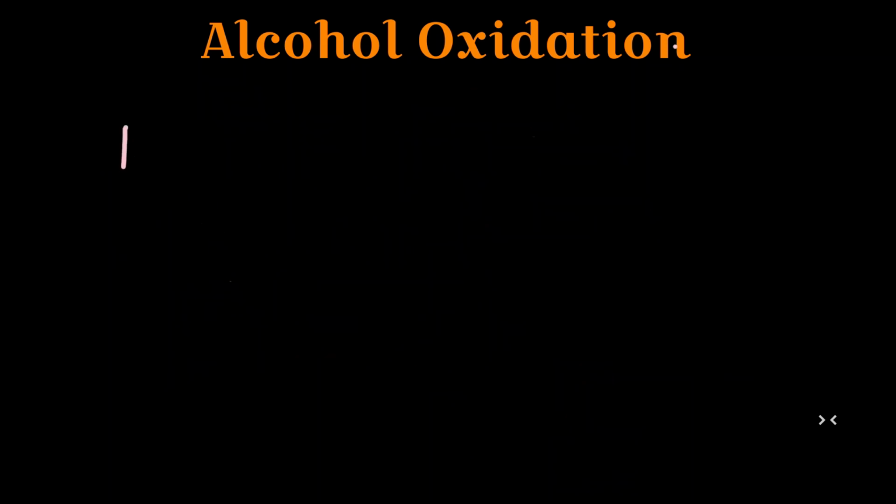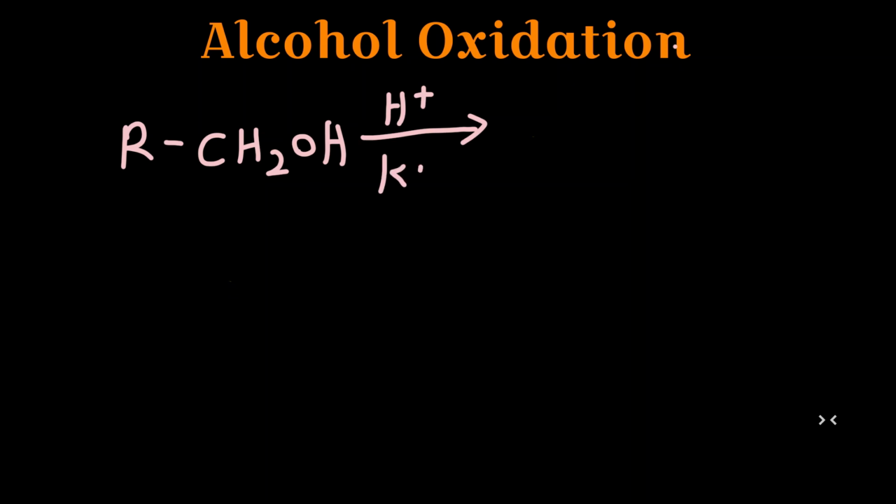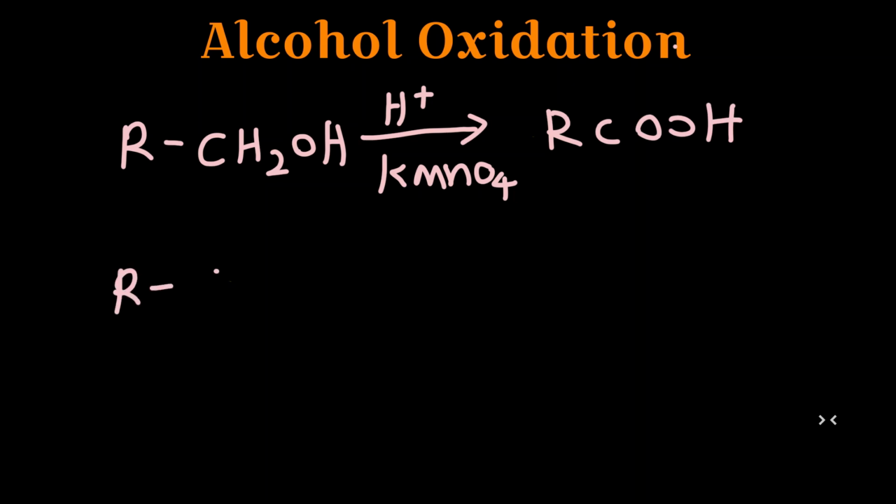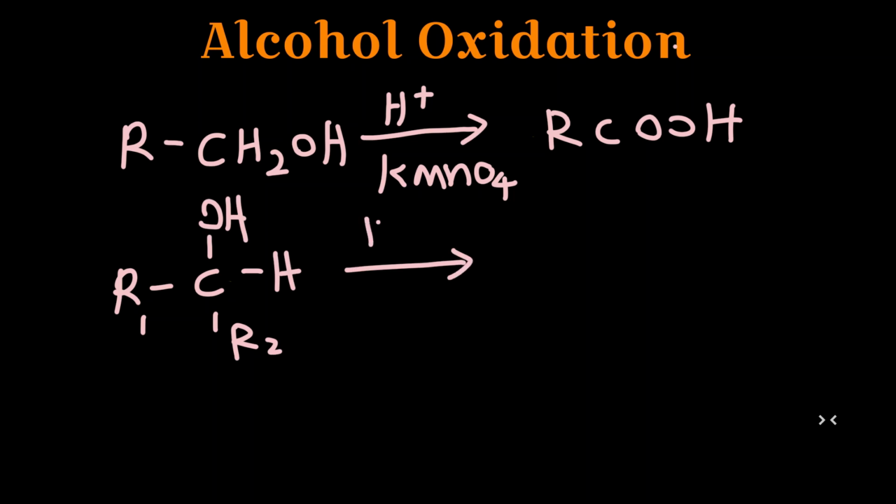As a summary, primary alcohols become carboxylic acids when using acidic potassium permanganate, like this: RCOOH. This is a carboxylic acid. Also secondary alcohols, which take R1 and R2 and OH. This is the normal formula of secondary alcohols. We use acidic potassium permanganate and that becomes a ketone.